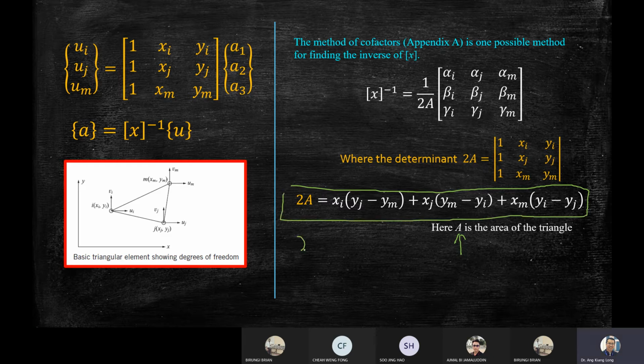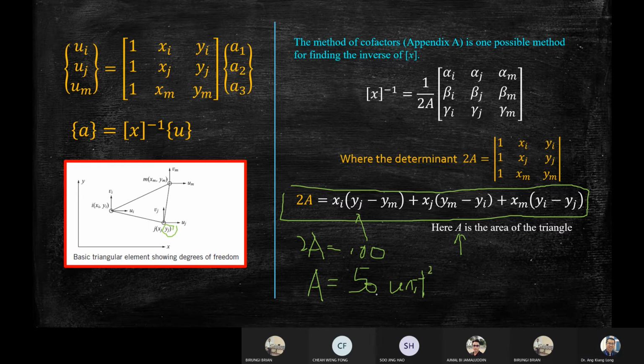Now for example, 2A, after you substitute the location of xi, you substitute yj. Where is yj? yj is the j point, y location, this one. You substitute here. What is ym? It is the m node or m point, but y coordinate, this one. After you substitute, let's say you get 100. Your area is not 100, because 2A equals 100, so your area equals 50 unit square.